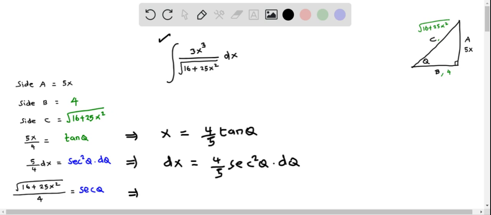And here as well, I'm going to solve only for the square root of 16 plus 25x squared. So this becomes 4 times secant theta.